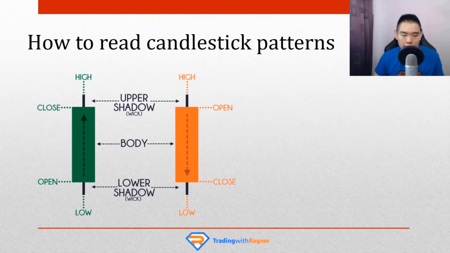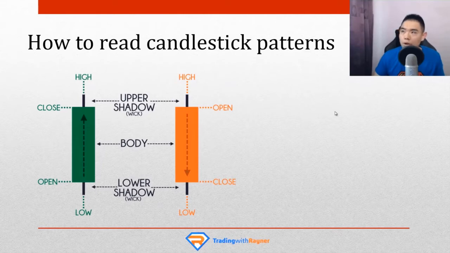So a little bit more technical definition, if you want. We call this colored part the body, and this line over here we call the upper wick or upper shadow, whichever term you prefer. There's no right or wrong over here. And this is what we call the lower wick or lower shadow. So this is how you read a candlestick pattern.